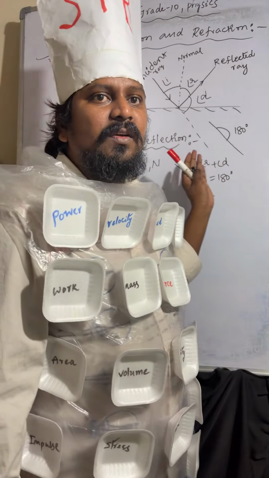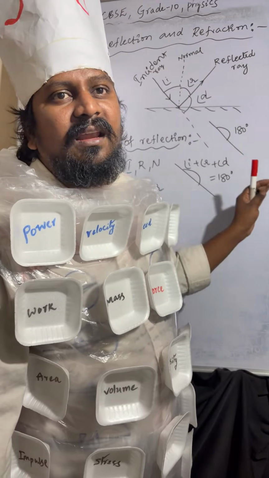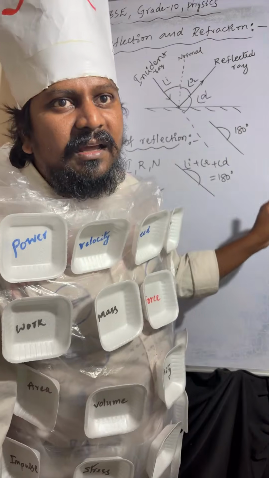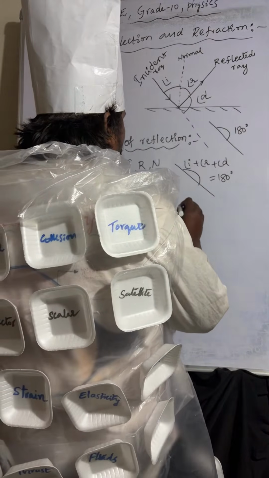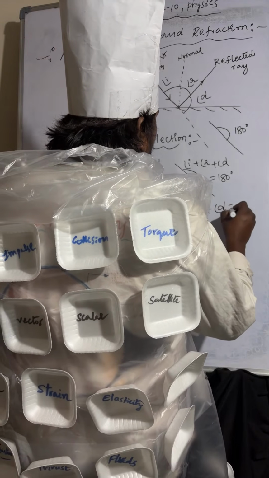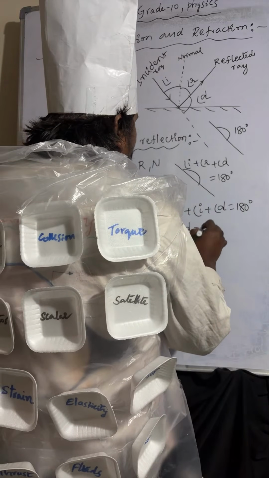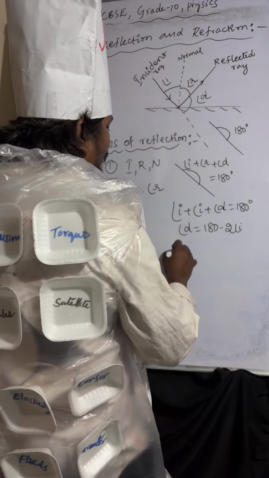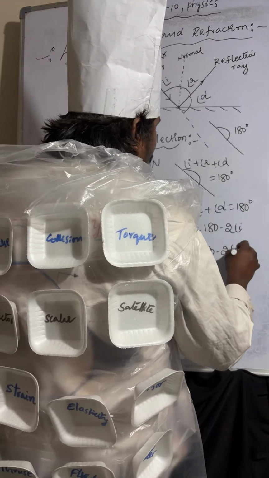Understood? Coming to the laws of reflection, angle of incidence is equal to angle of reflection. So from that, angle of incidence plus angle of reflection plus angle of deviation equals 180 degrees. So angle of deviation equals 180 minus 2 times angle of incidence, and angle of deviation equals 180 minus 2 times angle of reflection.